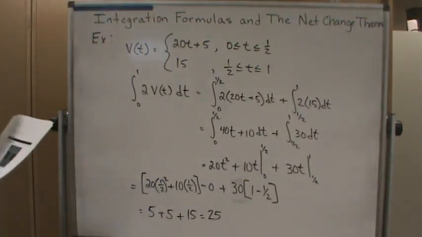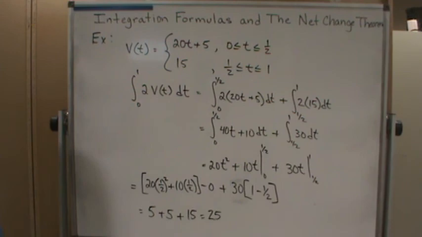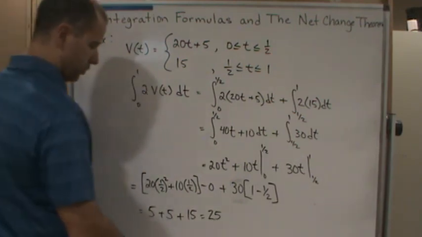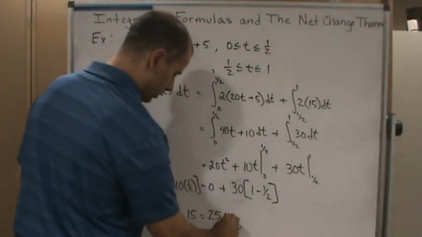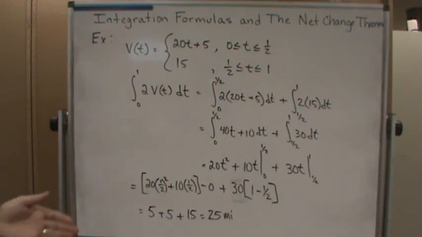Now what were the units? Miles per hour, right? So the velocity is in miles per hour. So he traveled 25 miles the first hour of ice boating. So again, assuming he's going in a straight line away from his starting position, after 1 hour he ends up 25 miles away from his starting point.